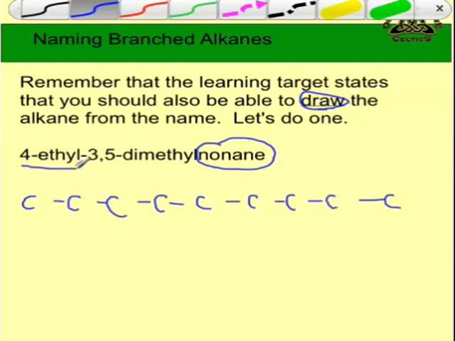4-ethyl tells me that off the 4th carbon I have an ethyl group. So 1, 2, 3, 4. I'm going to put an ethyl group. Ethyl has 2 carbons.